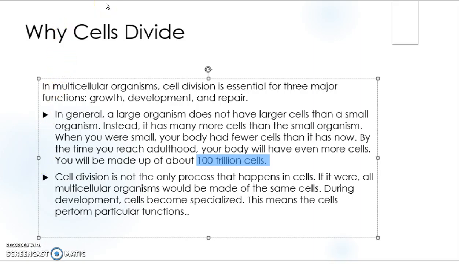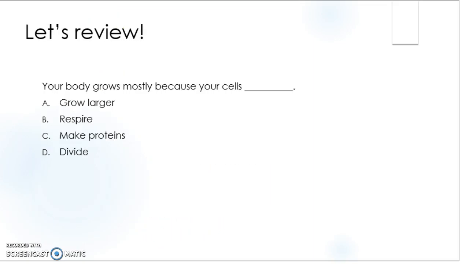And cell division is not the only process that happens. That's why our cells get specialized. Some cells become eye cells. Some cells become hair cells.